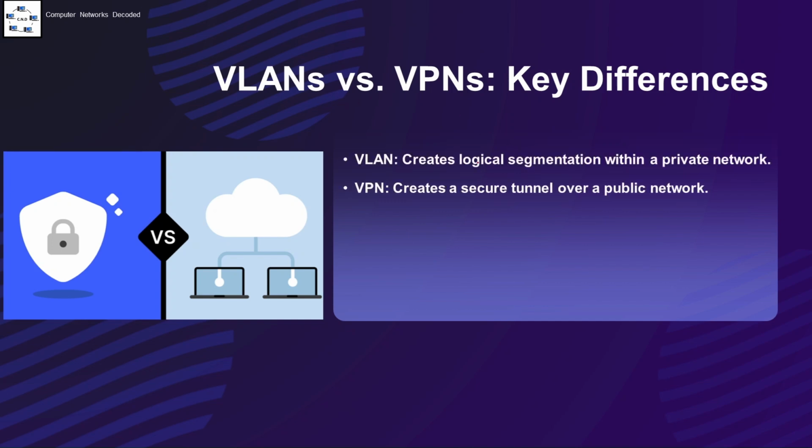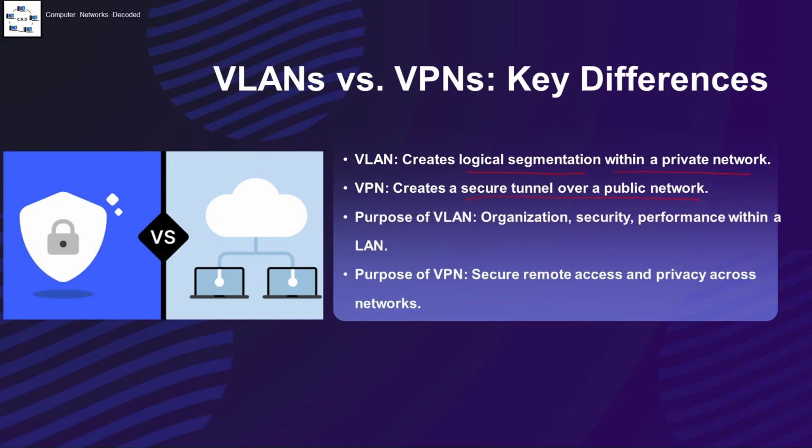Now some key differences between VLANs and VPNs. VLANs basically create logical segmentation within a private network, as we studied, while a VPN creates a secure tunnel over a public network. The purpose of a VLAN is organization, that is management and security, and it also gives a performance benefit within a LAN because it divides a broadcast domain into multiple broadcast domains. While the purpose of a VPN is secure remote access and privacy.